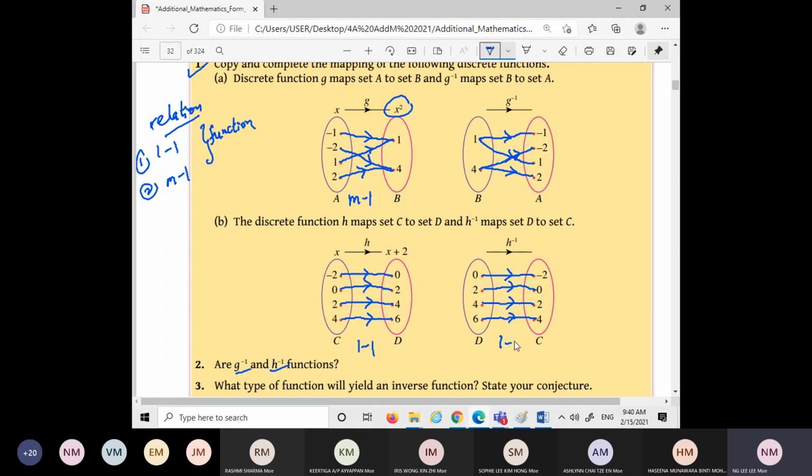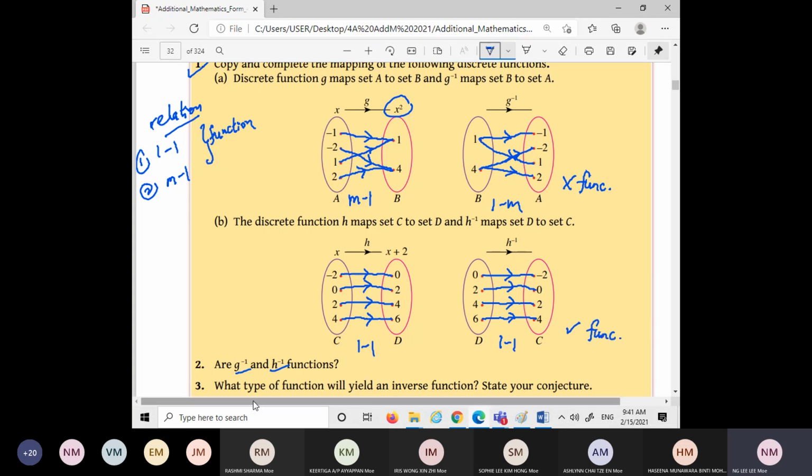This is one-to-one. This one will become 1 to many. So you see, if your original function is many to 1, your inverse will become 1 to many. 1 to many itself is not a function already. So this is not a function. If your original function is 1 to 1, then your inverse function is still 1 to 1. So the inverse function is a function.